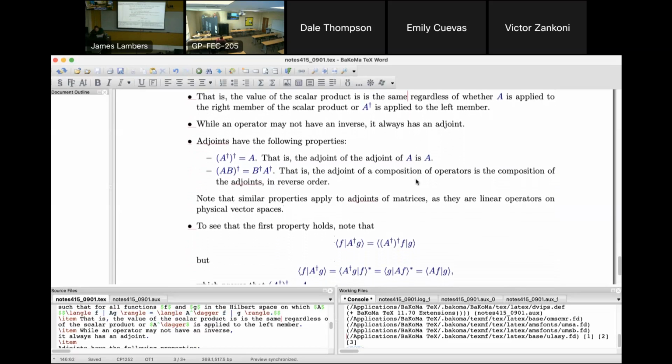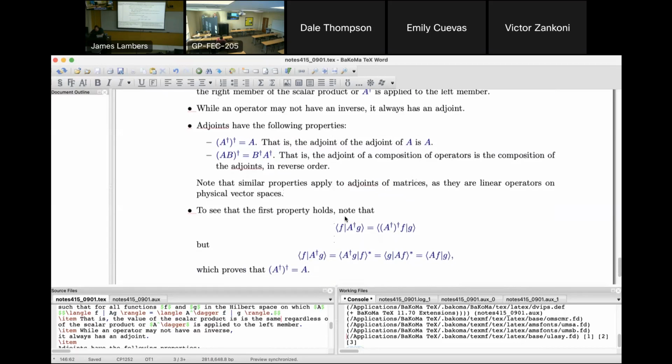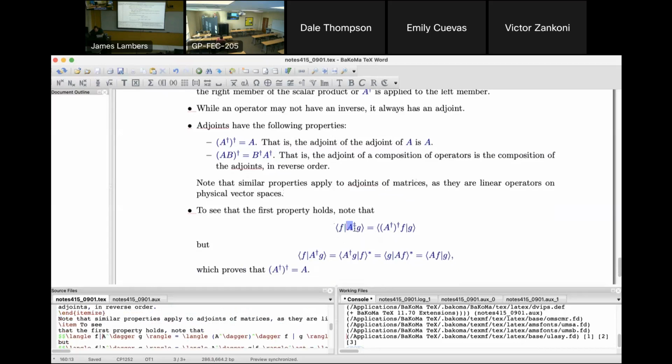And here I'm going to show the first property. So here I have f, scalar product of A adjoint with g. Now, I can rewrite this as taking the adjoint of this operator and applying it to f. So that would be the adjoint of A adjoint.